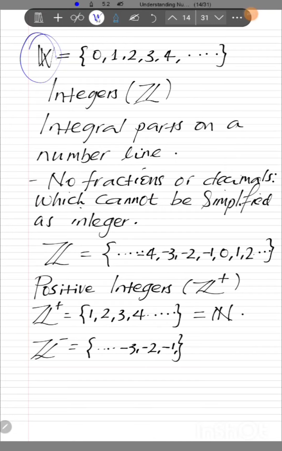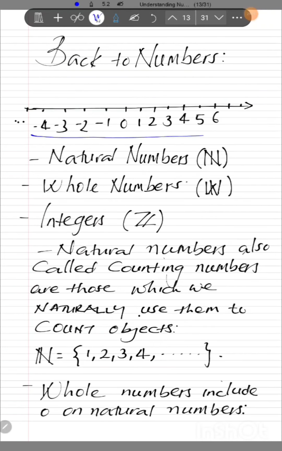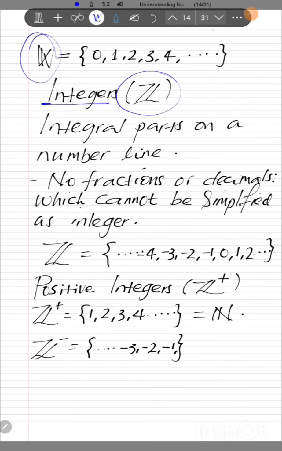Other numbers are integers. The symbol for integers is Z. These are the integral parts on a number line, not fractions. So integers are actually what we start with here. These are all integers. So the natural numbers, the whole numbers, and the negative parts of this integral number all together are integers. So no fractions or decimals here in integers, unless they can be simplified as integers. Some fractions could be simplified as integers, such as, one example I can give, 4 divided by 2. Looks like it's a fraction, but it is just 2. 2 is an integer.